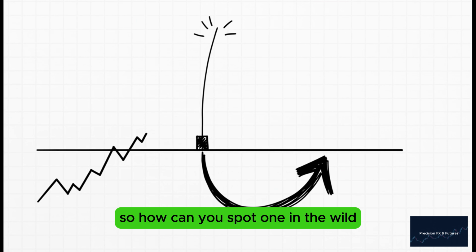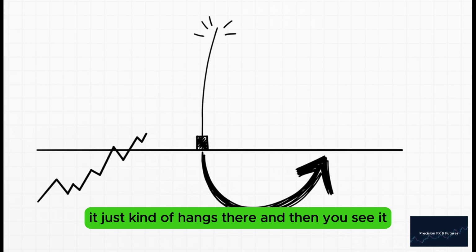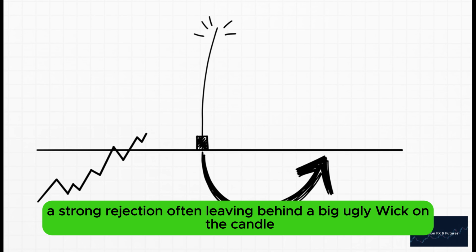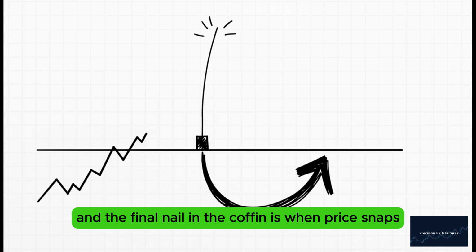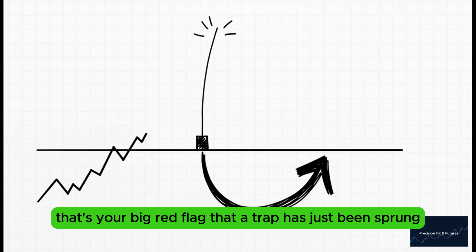So how can you spot one in the wild? You gotta look for the clues. First, it's usually a really fast, sharp stab past a level, but there's no real follow-through. It just kind of hangs there. And then you see it. A strong rejection, often leaving behind a big, ugly wick on the candle. And the final nail in the coffin is when price snaps right back inside the old range. That's your big red flag that a trap has just been sprung.